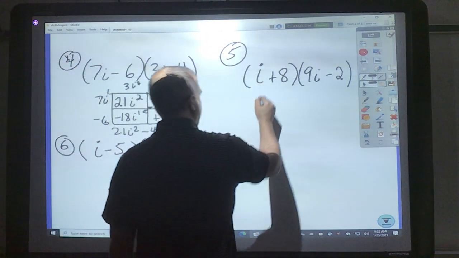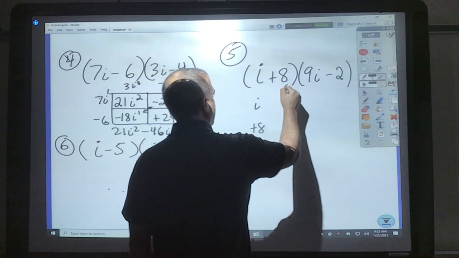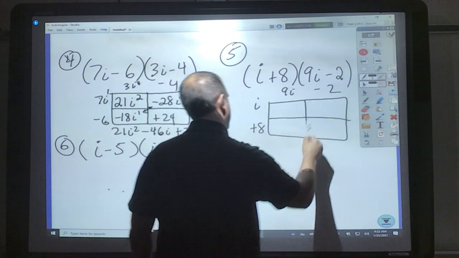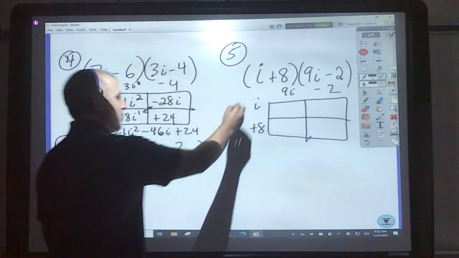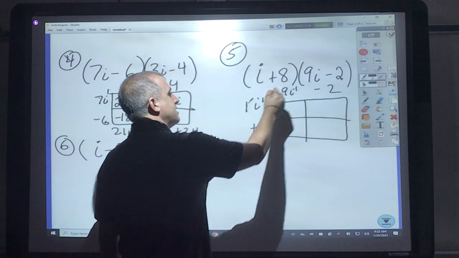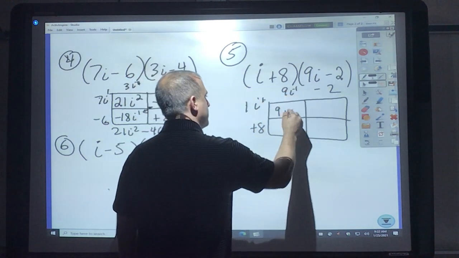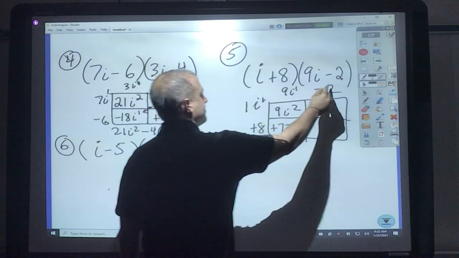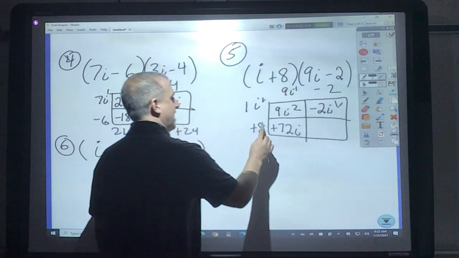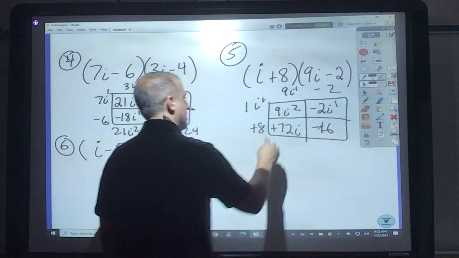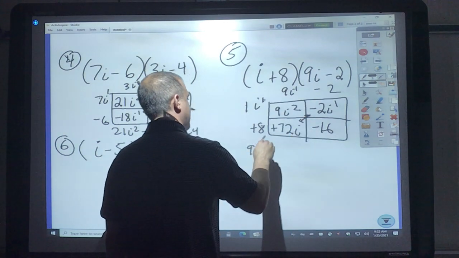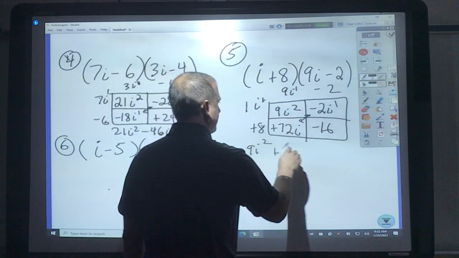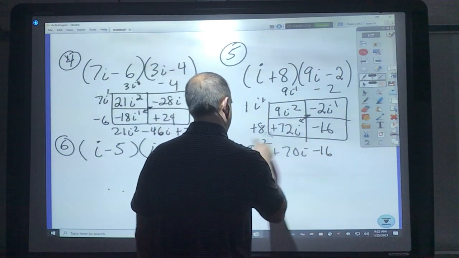So here I got i plus 8, 9i minus 2. Divide them up. So I'm going to put a 1, 1, 1. 1 times 9 would be 9. 1 plus 1 would be 2. 9 times 8 would be 72, just i to the first. 1 times negative 2 would be negative 2, i to the first. 8 times negative 2 would be negative 16. These are the only ones that combine. 9i squared. 72 minus 2 gives me positive 70 with a minus 16 here.